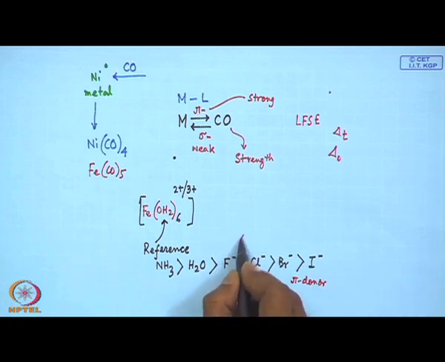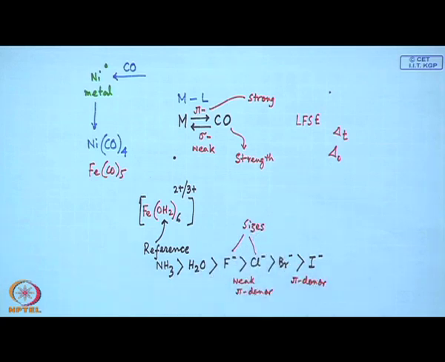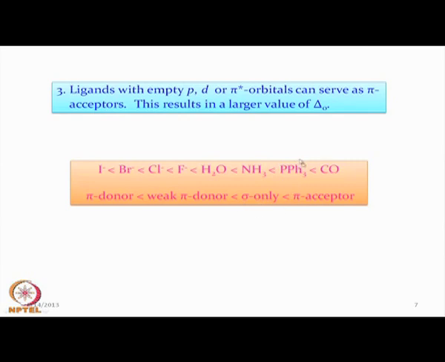Here, the size is the main factor. If we consider the size as well as the charge on the particular ion, that can tell us why these are weak pi donors with some pi donor ability. But where we place triphenyl phosphine and carbon monoxide, we have these as pi acceptors. Compared to all of these, the pi acceptor ligands are the strongest ligands.